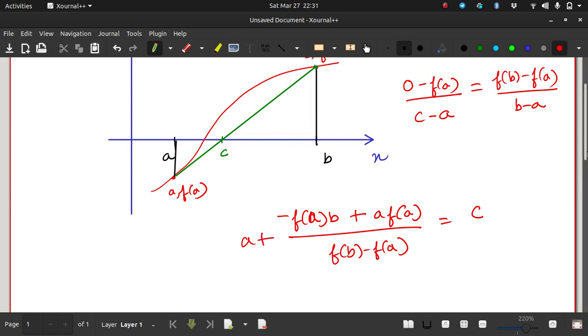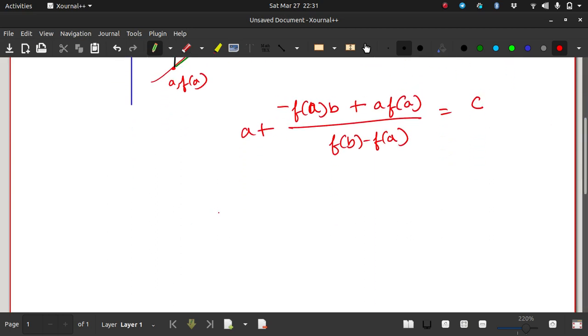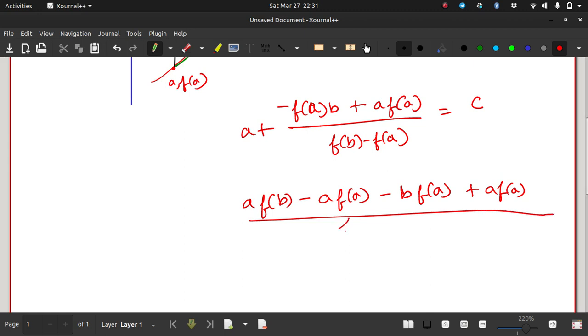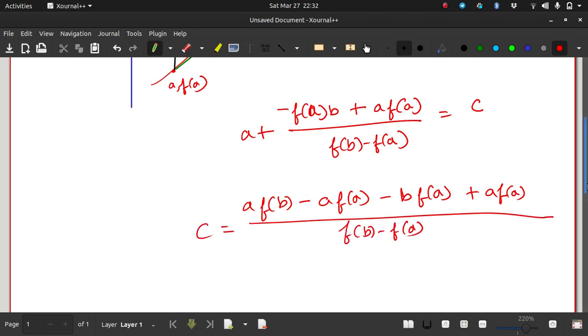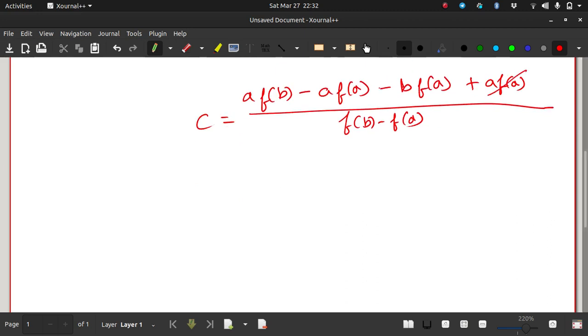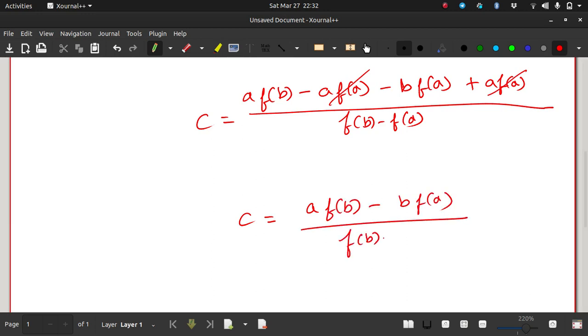Okay, so let me multiply it quickly. A times f of b minus a times f of a minus b times f of a plus a times f of a, divided by f of b minus f of a, this equals c. Now does something get cancelled? Yeah, these two get cancelled. So what I'm left with is a f of b minus b f of a divided by f of b minus f of a.